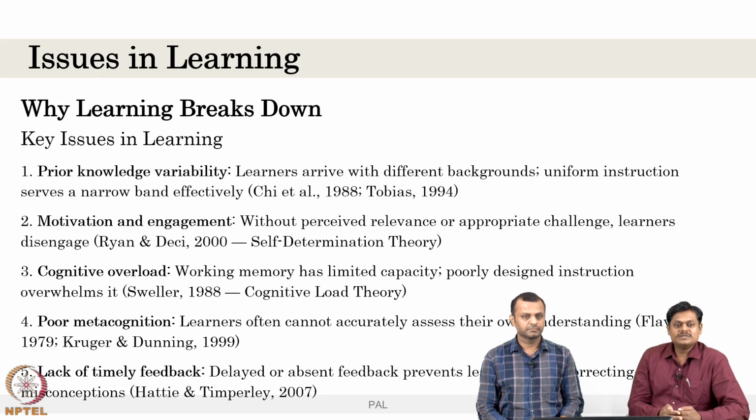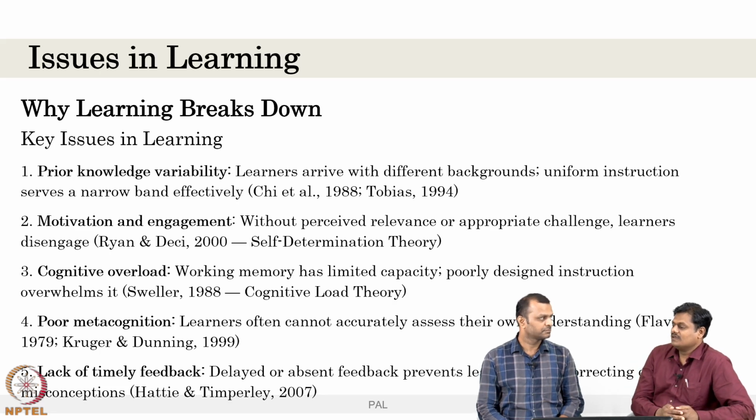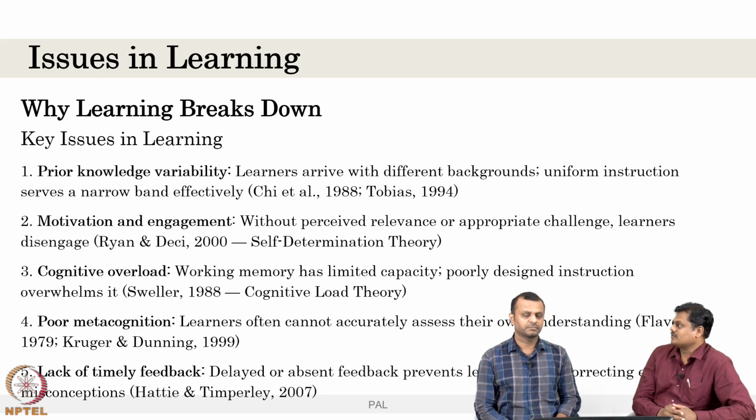The last key issue in learning is lack of timely feedback, whether through the learning environment or a human in the learning setting. Delayed or absent feedback prevents learners from correcting errors and misconceptions and improving their learning. So sir, these were the 5 learning related issues due to which learning breaks down. Fantastic.